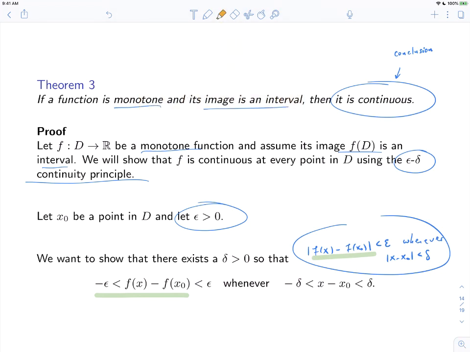We can also rewrite this condition on the x's, this delta condition. We're saying that the distance between x and x naught is less than delta, so that means that their difference is between delta and minus delta. So that's what we're going to show, and we're going to use the monotone property of f to do that. We also need the output, the image, to be an interval. That's crucial in making this work.